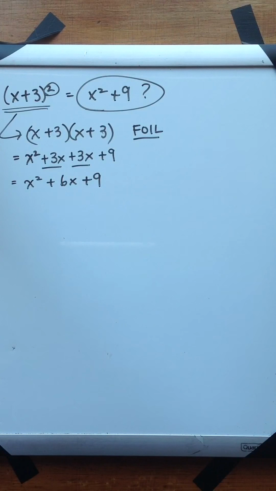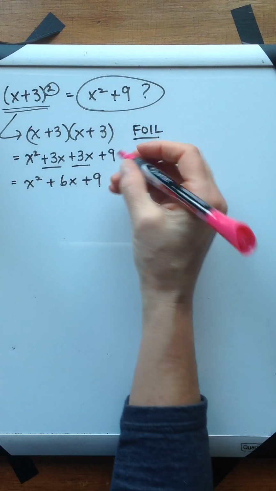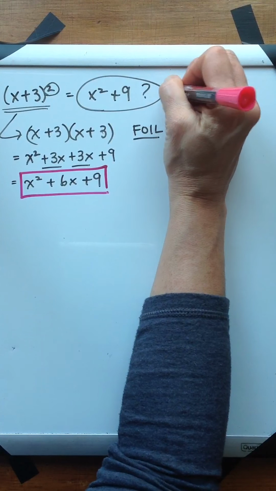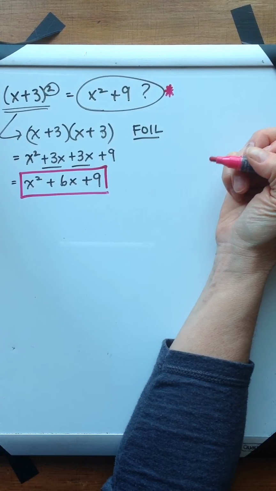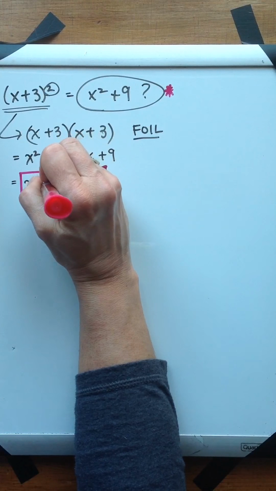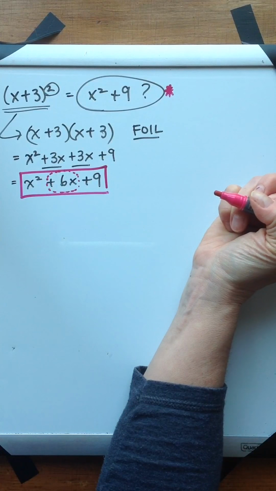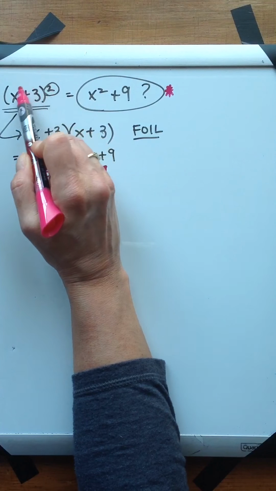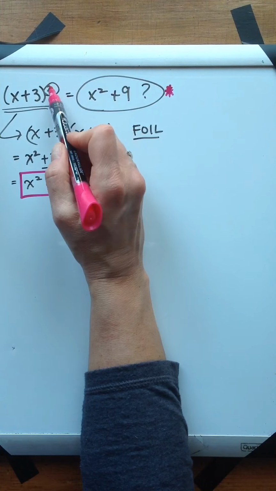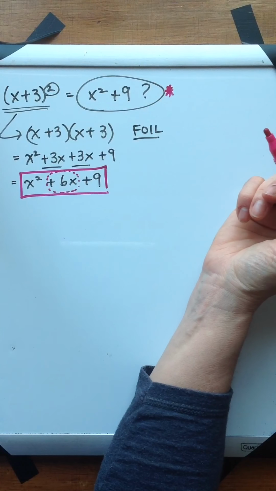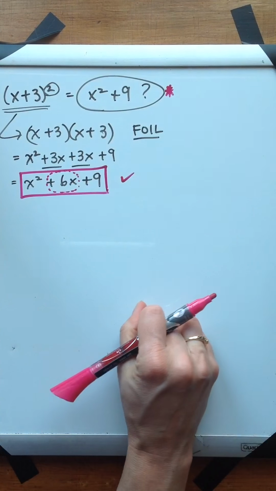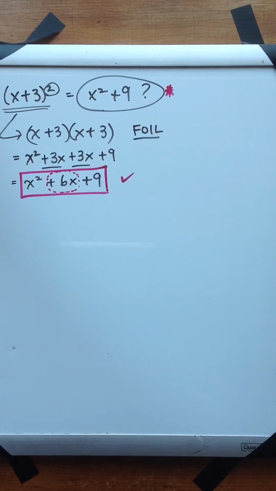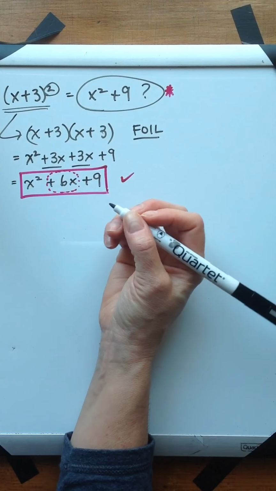Now, do you think that matches what we had up above at the beginning of the lesson? Well, it doesn't. It doesn't match because it's missing this middle term. So the biggest thing I want you to realize is that when you see this, it doesn't mean square the x and square the 3. It actually means x plus 3 times x plus 3, which has a very different outcome than if you just square the individual terms.